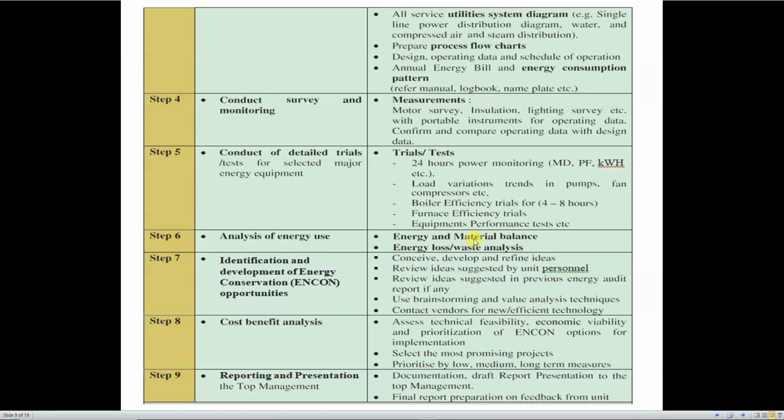Okay, it is quite unbreakable and cannot be broken easily. So these are the examples of energy and material balance. Also, we can analyze energy loss and waste analysis.